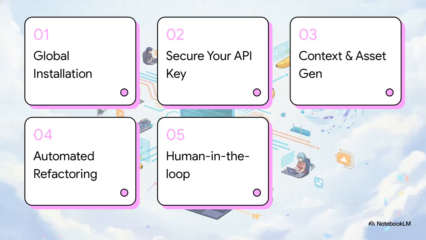Here is our roadmap for today. First, we'll cover installing the global extension. Second, securing your API key. Third, context and asset generation. Fourth, automated code-based refactoring. And finally, we'll wrap up with the human-in-the-loop philosophy.